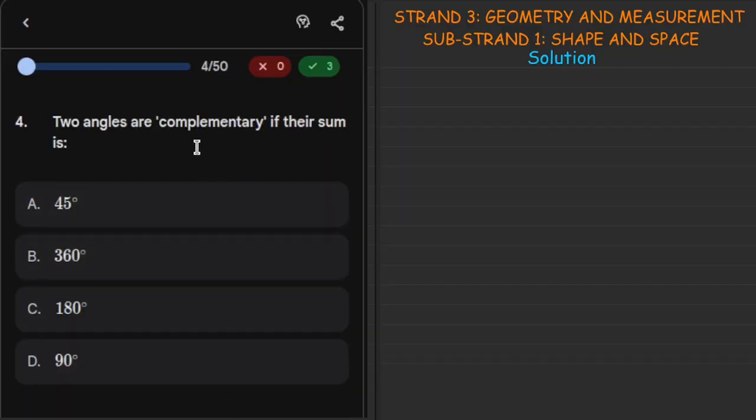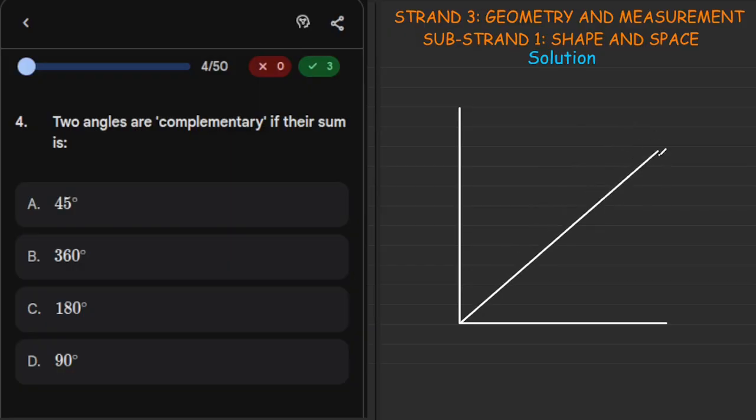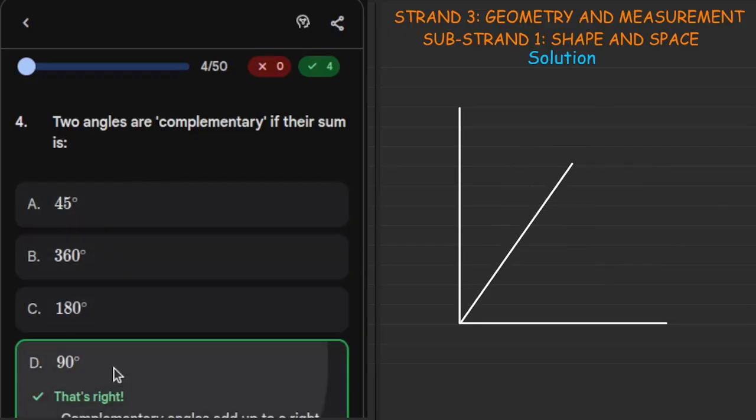Two angles are complementary if their sum is what? When we talk of complementary angles, we have two angles whose sum gives us 90 degrees. So if I draw another arm of an angle here, any of these two we say are complementary, because if we add them together, we get 90 degrees. So that is 90.